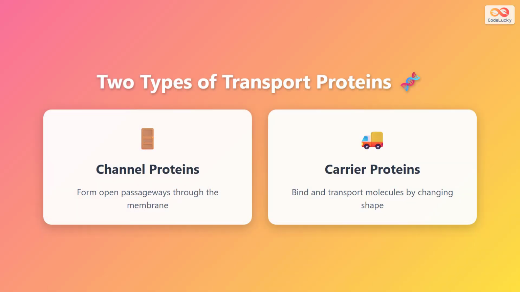Facilitated diffusion relies on two main types of transport proteins: channel proteins and carrier proteins. Channel proteins form open passageways through the membrane, acting like tunnels that allow specific molecules to flow through. Carrier proteins, on the other hand, bind to molecules and transport them by changing their shape. Both types are highly specific, meaning each protein only transports particular molecules. Understanding these two types is key to grasping how facilitated diffusion works.